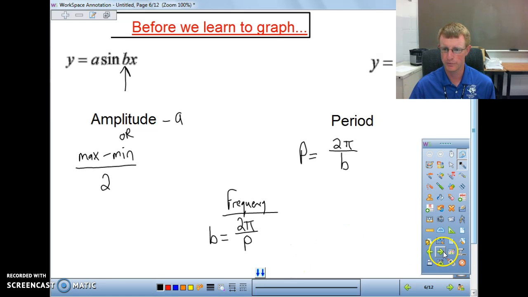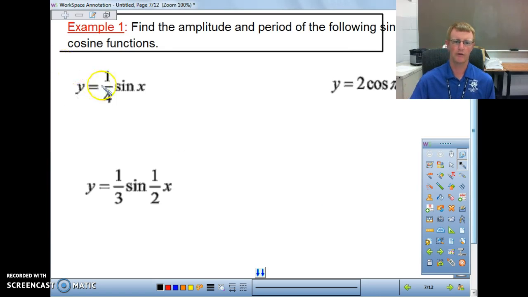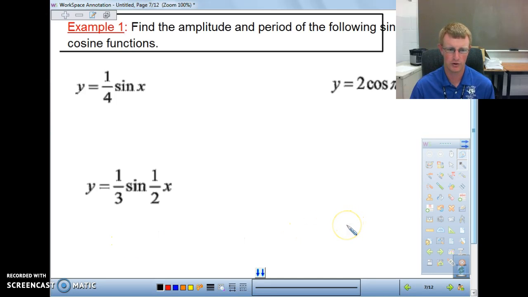Okay, let's get into something really easy here. Based on the formulas that I just gave you, I'd like to see if you can come up with these on your own. Come up with the amplitude and the period of all three of these functions. Submit your answer, and let's see how you do.